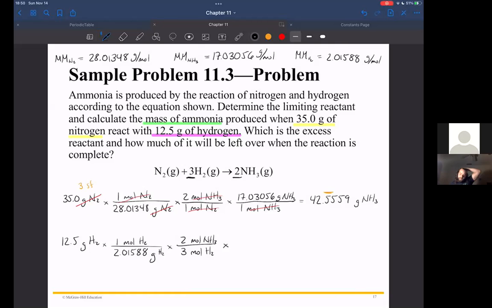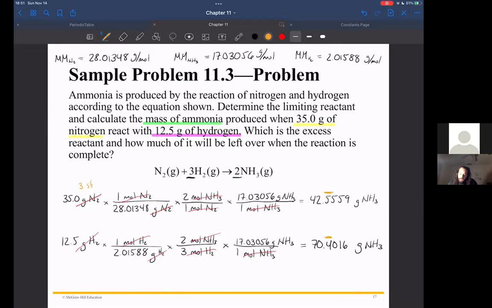And then again, it asks for the mass of ammonia. So I'm going to have to use that same molar mass of ammonia, NH3. All right, so I'm going to punch that into my calculator and I'm going to get 70.4016. I'm going to go back and pay attention to units. Grams of hydrogen cancel, moles of hydrogen cancel, moles of ammonia cancel, and I'm left with grams of ammonia, which is what I want. You can convince yourself that this also will have 3 sig figs.